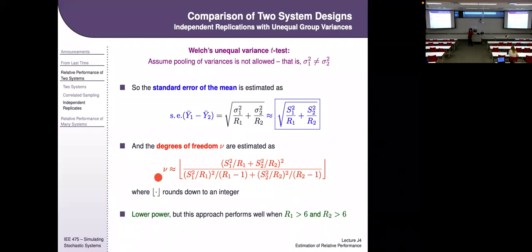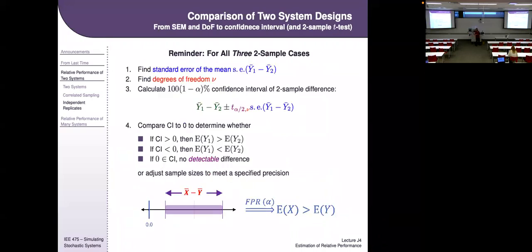But when we know that degrees of freedom and that standard error of the mean, we can plug them in. We can get our critical t value from this, scale the standard error by that, and now we've got our confidence interval. This is fine, but it is lower power. It performs well when you have enough data, and enough data means you need at least 6 samples of both systems. So if you really can't tell that the two systems have the same variance, you have to use this, but you really need at least 6 replicates each to be able to use it. And those are our 3 two-sample t-tests.